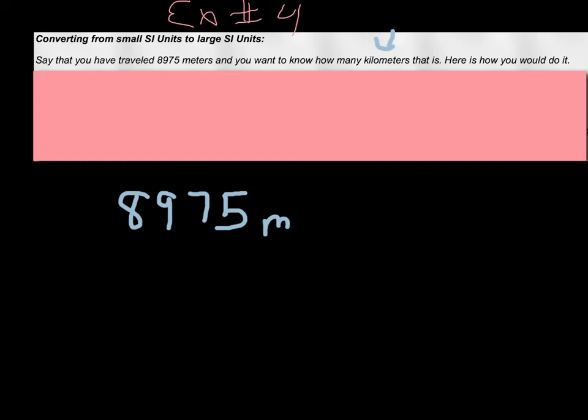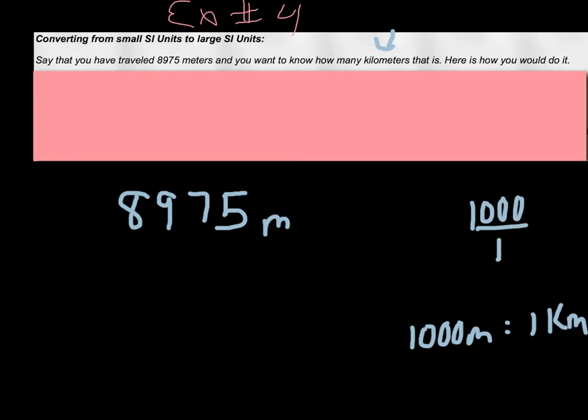In this case, I know kilo in the metric system means 1,000, so I know that there's 1,000 meters in a kilometer. That's the conversion I'm going to use. So 1,000 meters equals 1 kilometer. Now, I'm going to use this conversion, 1,000 over 1. The thing that sometimes I used to be fooled by is, do I multiply by 1,000 over 1 or 1 over 1,000? Some people can intuitively tell.